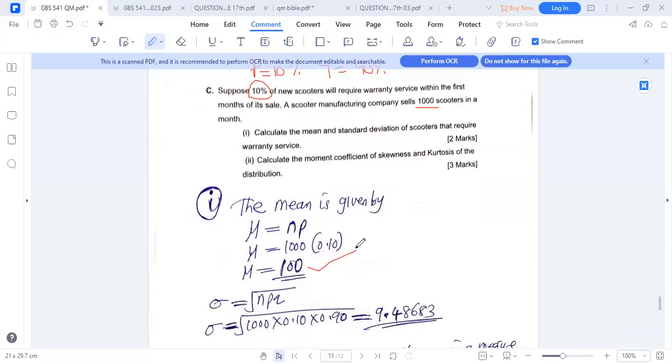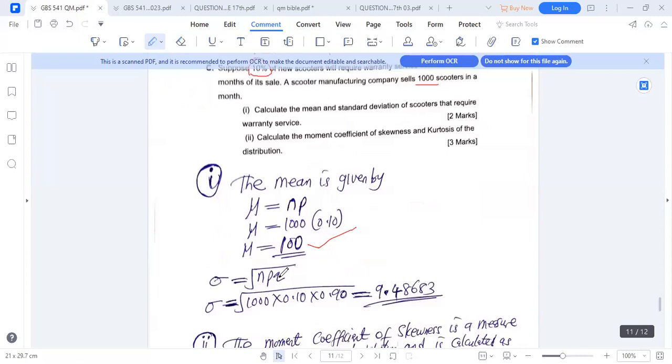So this is a binomial distribution. Then to find the variance, we find npq. We already identified that our n is 1,000, our p is 10%, our q is 90%. You multiply them together, they become your variance. You square root them, they become your standard deviation. So that is that. That is your 2 marks for those two: 1 mark here and another 1 mark there. Any questions at this point? Any questions so far?